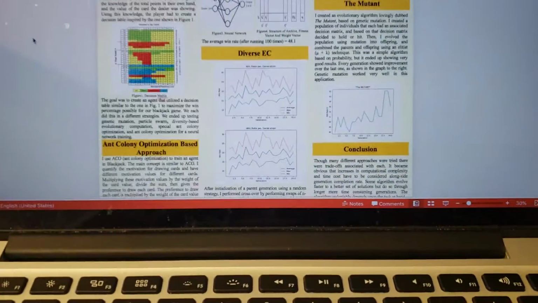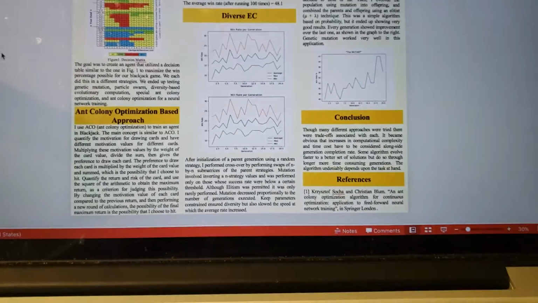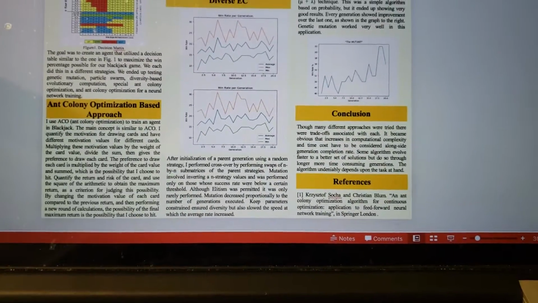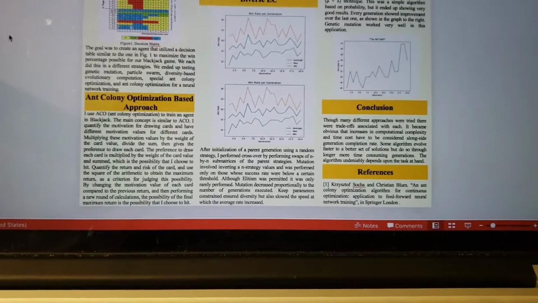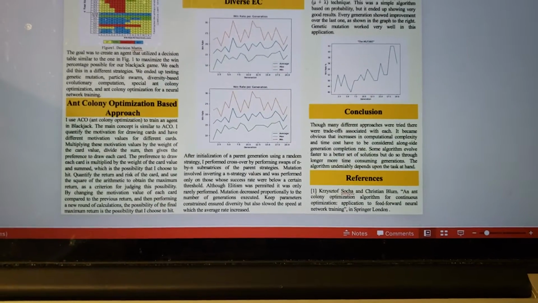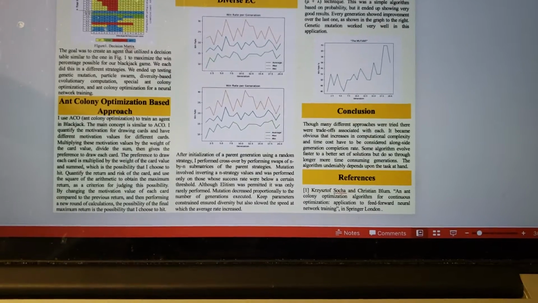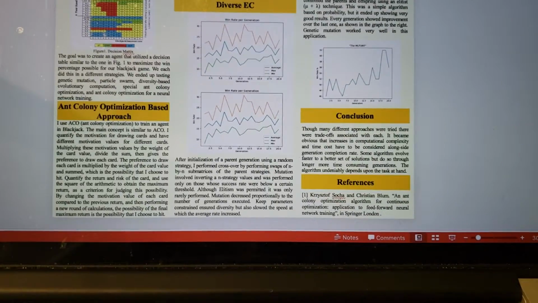And then the final approach that our group took was more of a diverse evolutionary computation approach, which was a mixture of a lot of things, but mainly it involved crossover of the decision matrices and keeping parameters constrained, which ensured diversity but also slowed the speed. So as you can see, we had many different approaches for evolutionary computation, including swarm and colony optimization, genetic mutation, and diverse approaches.